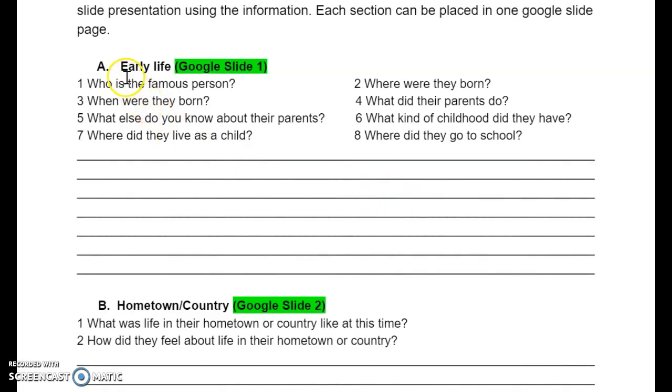So section A, we're talking about the person's early life, would be Google Slide 1. These are the questions that you will be answering on Slide 1. Who is the famous person? Where were they born? When were they born? What did their parents do? What else do you know about their parents? What kind of childhood did they have? Where did they live as a child? Where did they go to school? You can answer all these questions in paragraph format. And this will go on Google Slide number 1.